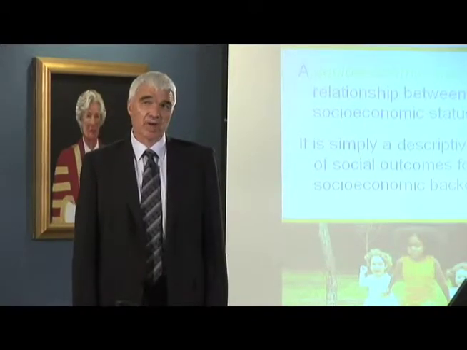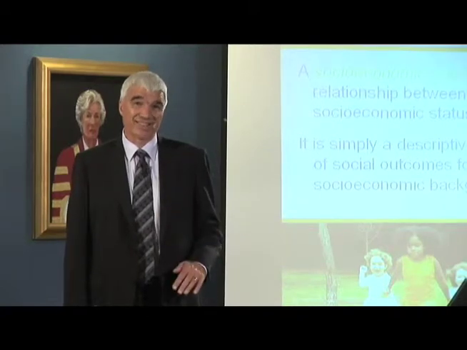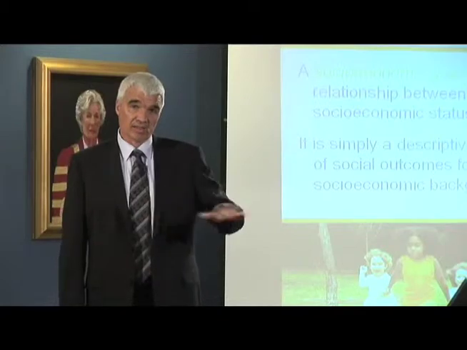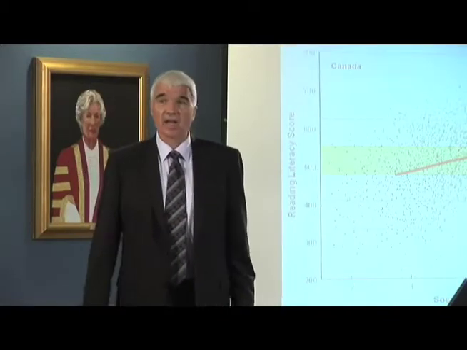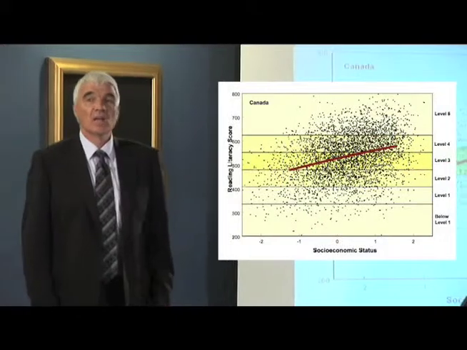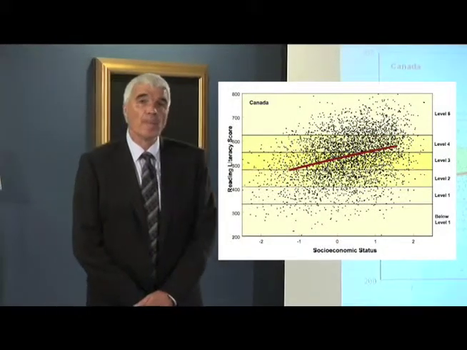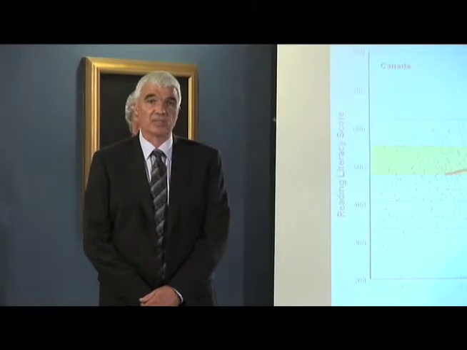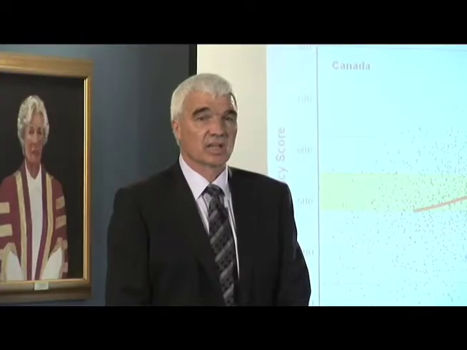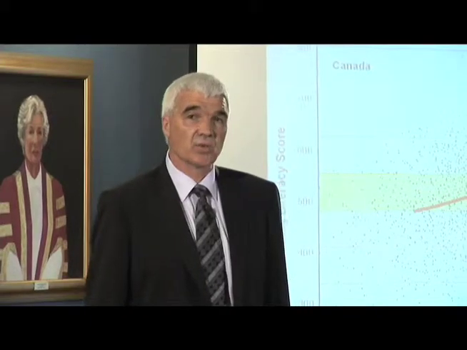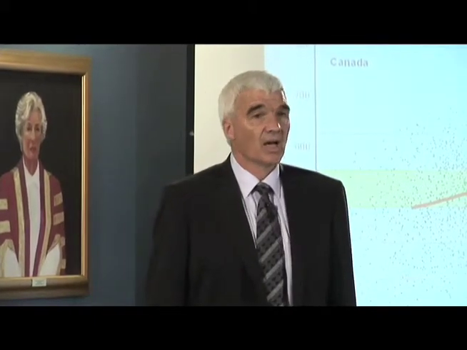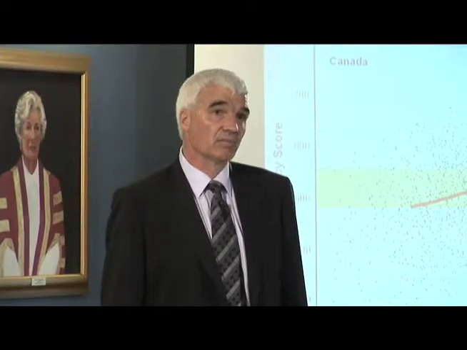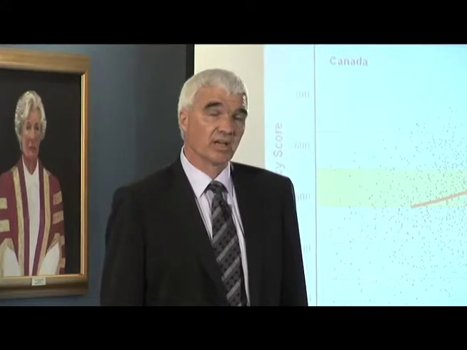So all the gradient is then is a simple descriptive summary of the relationship between some social outcome and socioeconomic status. And it's best to see an example. This is an example from the PISA study, which is a large international study of students' academic achievement at age 15. It was conducted in a little over 30 countries in 2000 when we focused on reading, then again in 2003 when the focus was on mathematics, and then just recently, 2006, we had the PISA study on science achievement.